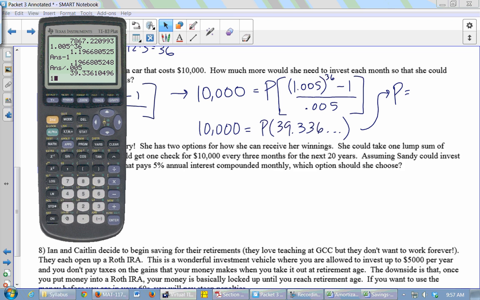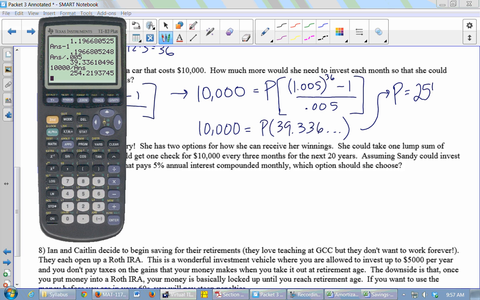So I'm going to do 10,000 divided by, I need that number. On this calculator, I can call up my previous answer by doing second answer. It's the negative sign. Other calculators have other ways. I can come around and help you figure out your own calculator. I do second answer, and it calls up my previous answer. You could also have stored that number or written down every decimal. So this comes out to $254.22.